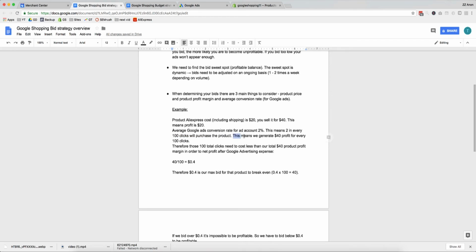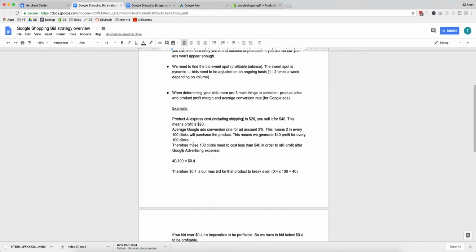So this means we generate $40 profit for every 100 clicks, because there's 2 sales and our profit is $20. So 2 times 20 is 40. So in 100 clicks, we generate a total of $40 profit. So those 100 clicks need to cost us less than $40 if we still want to profit after we pay our Google advertising expense.